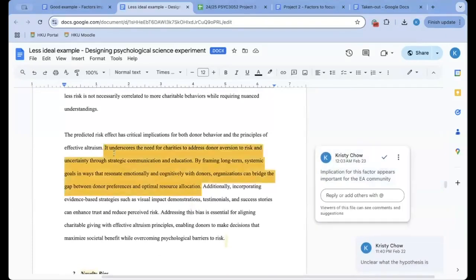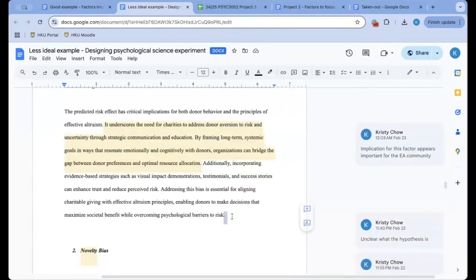While they did highlight what the implication of looking at this particular factor is for the effective altruism community, they actually missed out the hypothesis. So I'm not sure what they are specifically testing in this case.